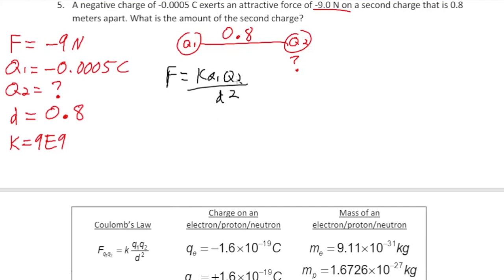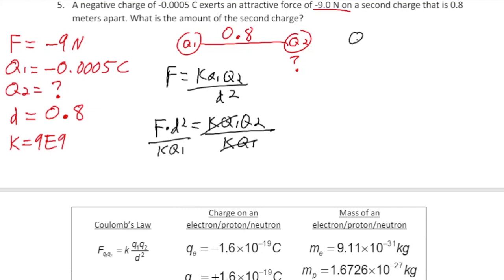So we need to get Q2 by itself, which means we should multiply D squared over. So that means F times D squared is equal to K times Q1 times Q2. Now, since we need Q2 by itself, we're going to divide by K and Q1 on both sides. Doing so is going to get rid of K and Q1 on the right, which is just going to leave us with Q2 is equal to force times distance squared, all divided by K times Q1.